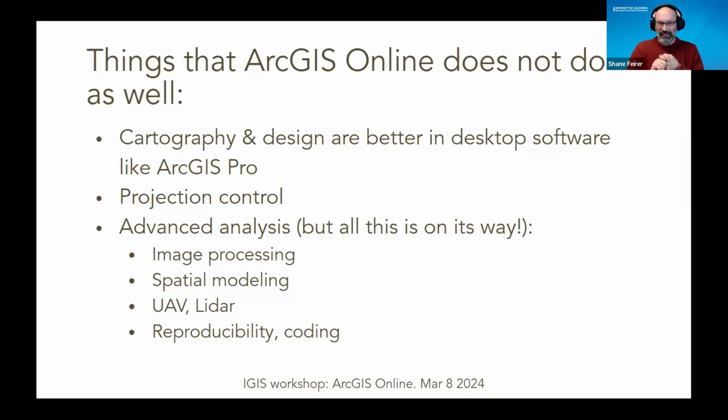We also mentioned that it does not do advanced analysis, but we say more is on its way. There is image processing now. There is spatial modeling you can do with ArcGIS Online, and there's also a lot of vector work you can do. And there is now reproducibility and coding you can do in ArcGIS Online. So all these things, they're getting better, and they're constantly building more things in.